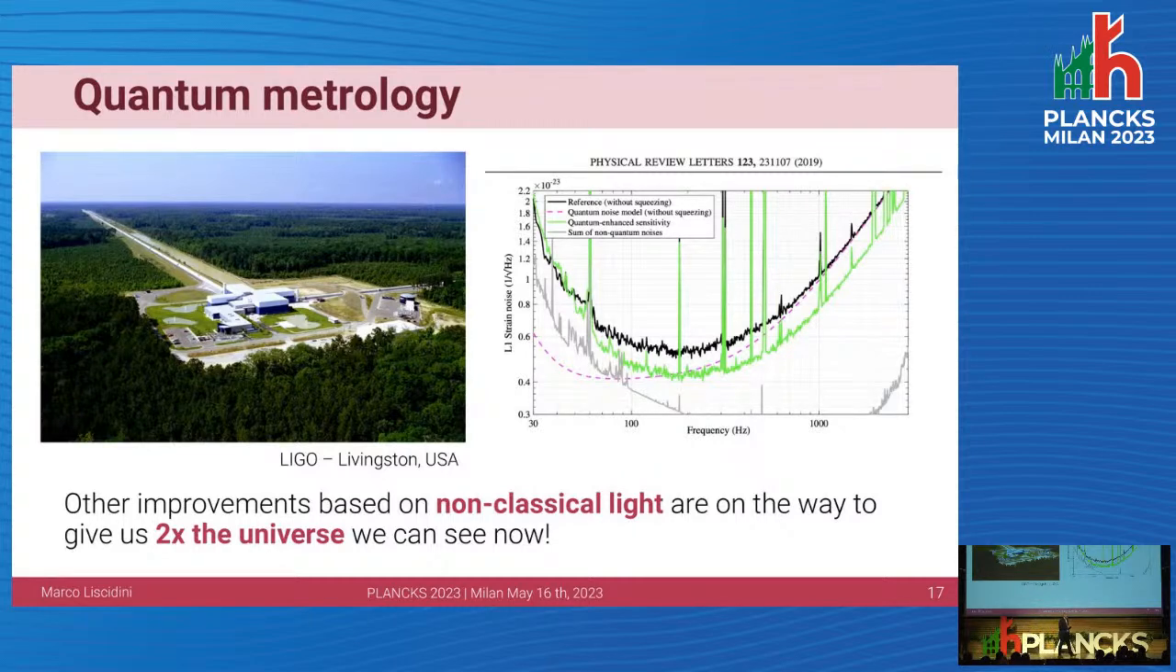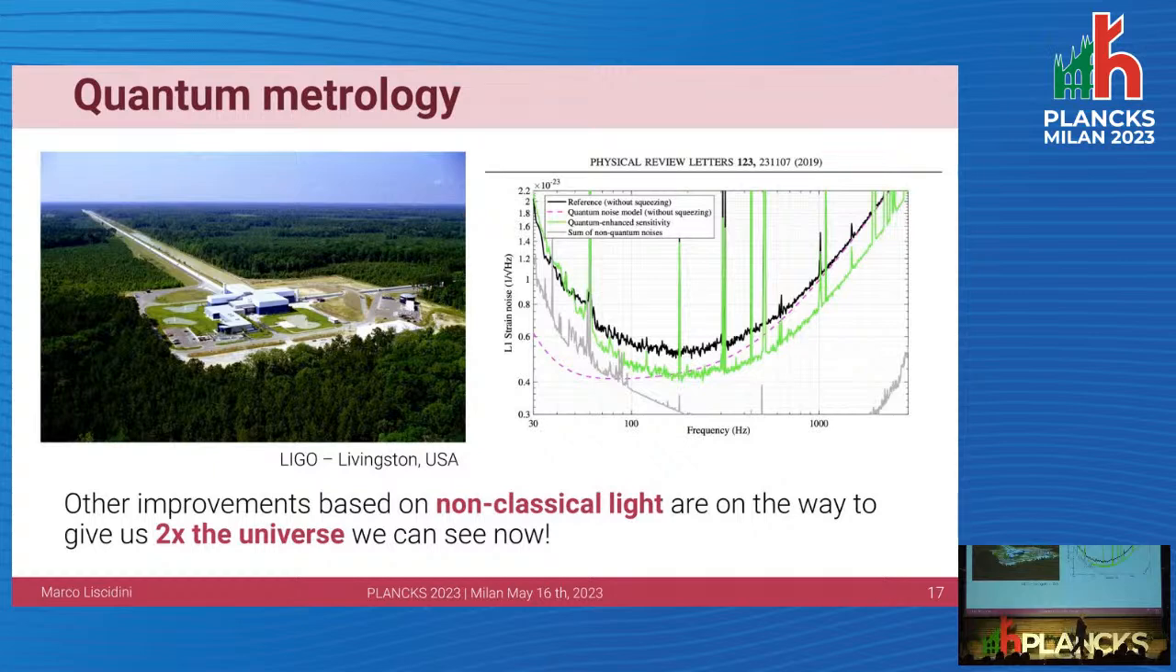And the green line is the noise below the shot noise limit, which is the black line. It's slightly lower, but this makes a huge difference in terms of the events you can detect. And thanks to this improvement, many other events have been detected since 2015.